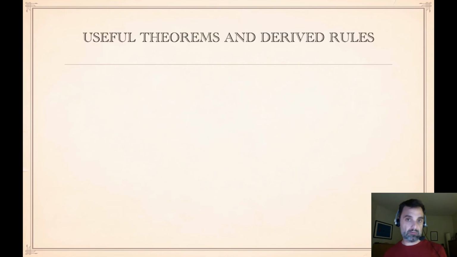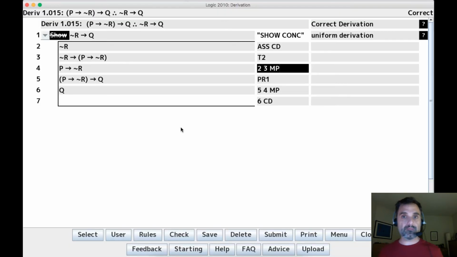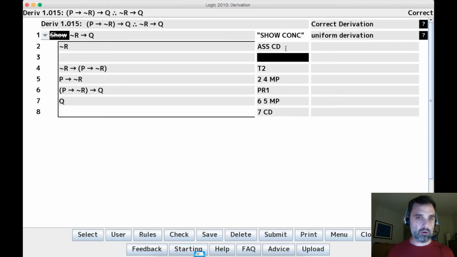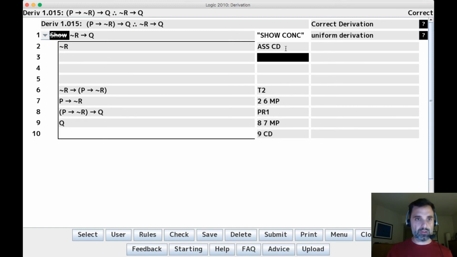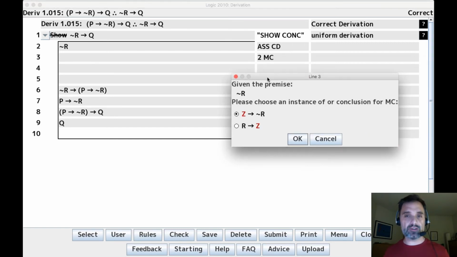So that's nice, right? So let's take a look at how that works in our derivation system. Here we said to get to line 4, first we said theorem 2, and then we said 2, 6 MP. But we could instead say 2 MC. There are two versions of MC, and we have to choose the one we want, and we'll not worry about that right now.